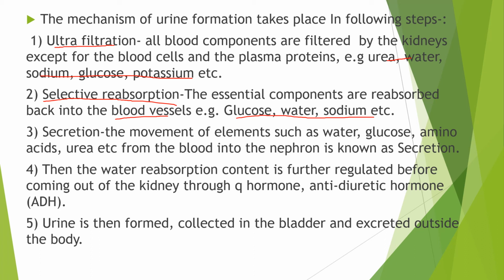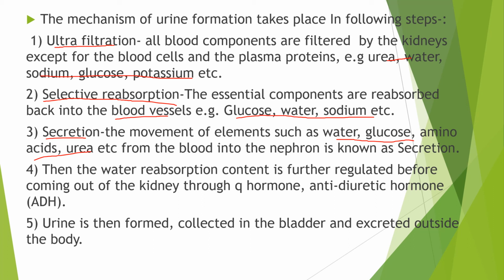Third is secretion. Now, what is secretion? The movement of elements such as water, glucose, amino acid, urea, etc. from the blood into the nephron is known as secretion. So first is ultrafiltration, second is selective reabsorption, then secretion. Secretion means movement of elements such as water, glucose, amino acid from blood into the nephron. This is known as secretion.